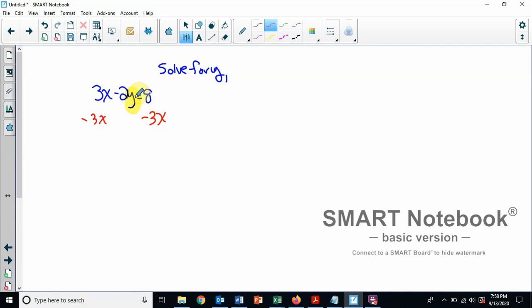You would have subtracted 10 from both sides. Because there's an x there doesn't mean anything different. So we subtract 3x from both sides. When we do that, the 3x's are gone, and you're left with negative 2y equals.